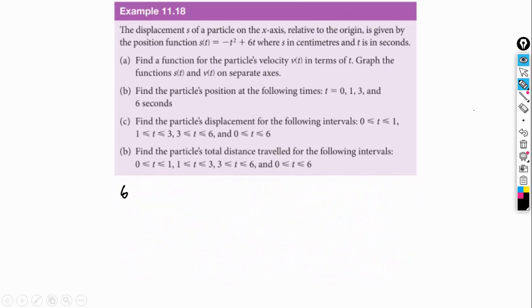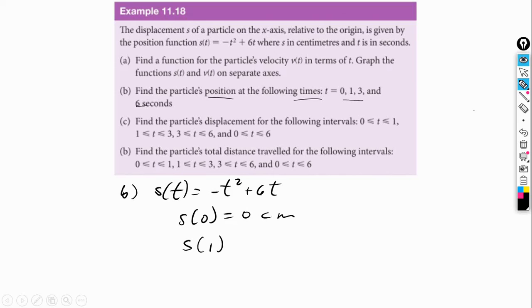For part B, it says find the particle's position at the following times: t equals 0, 1, 3, and 6 seconds. Okay, so we have that the position function is s(t) = -t² + 6t. So this is easy. All we have to do is plug in those times into the position function. So s(0) is obviously going to be 0 centimeters. Then if we do s(1), that's going to give us 5 centimeters.